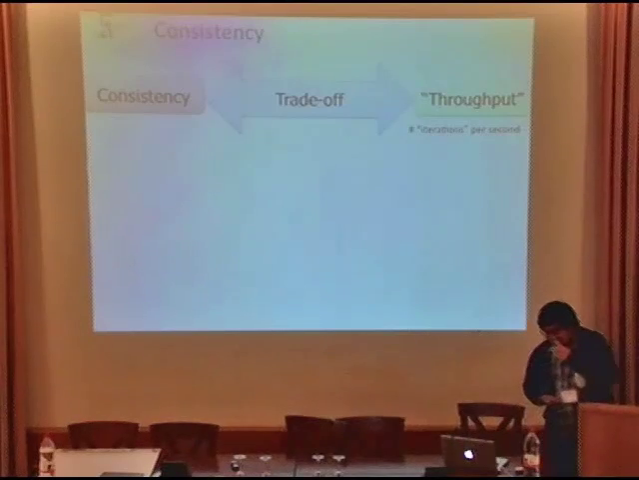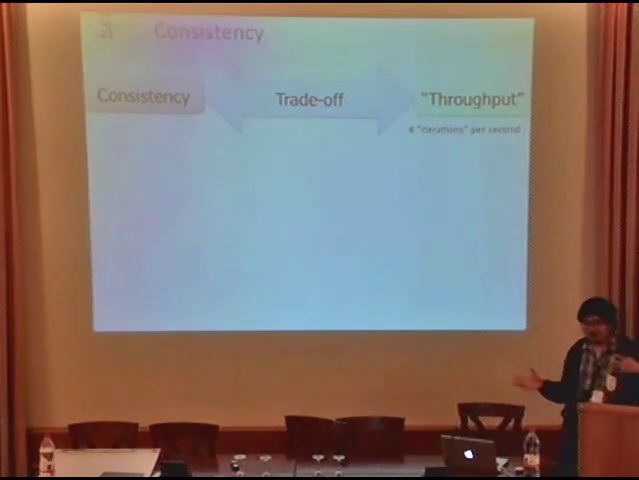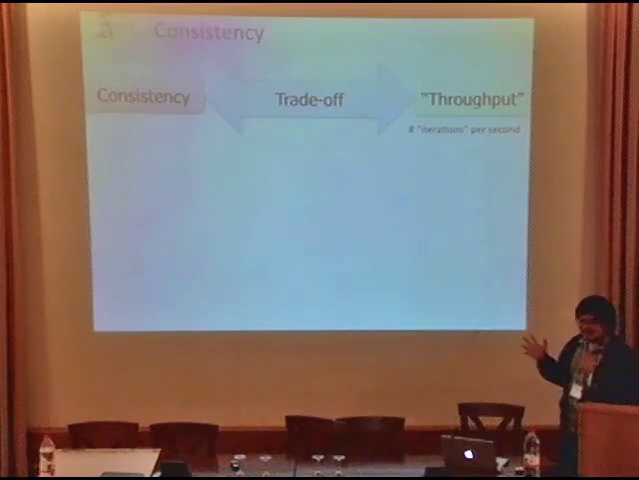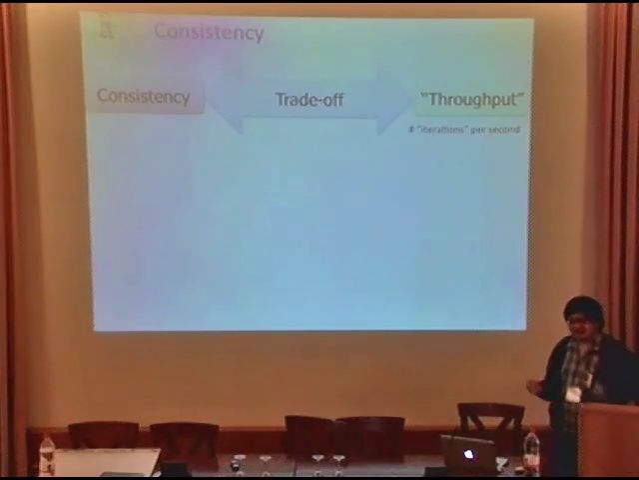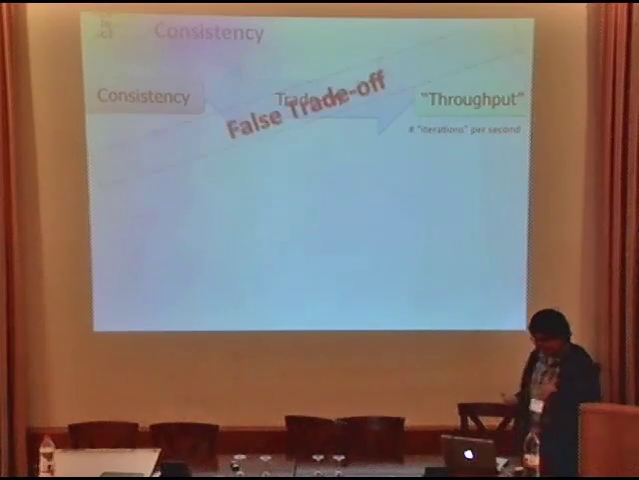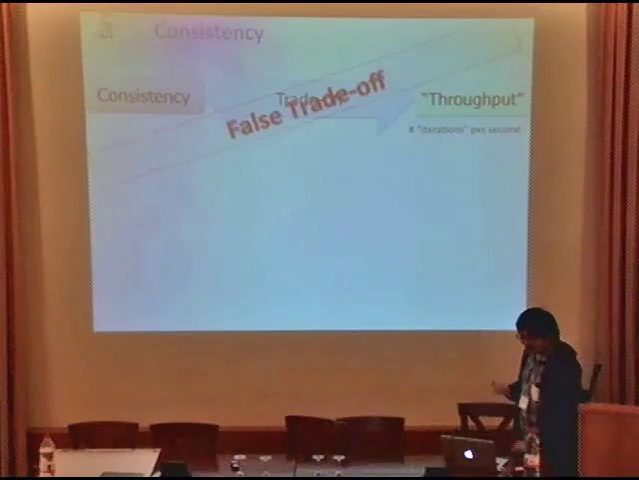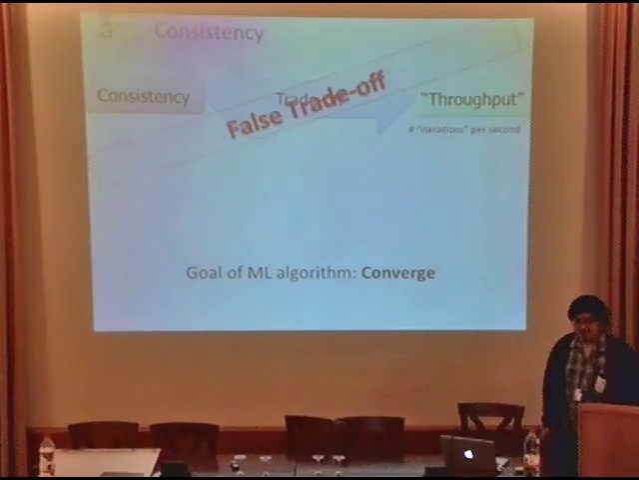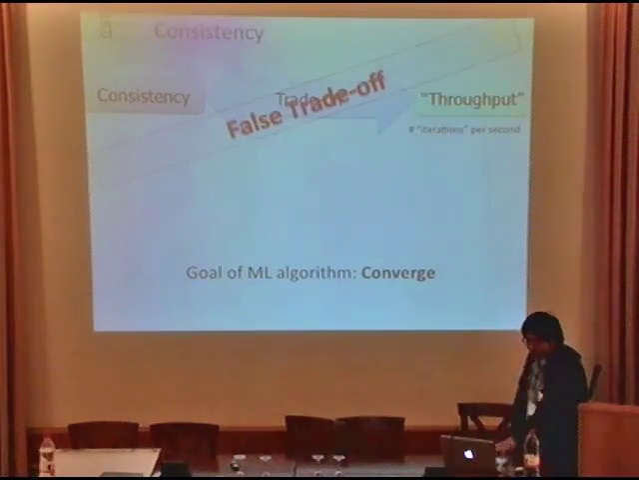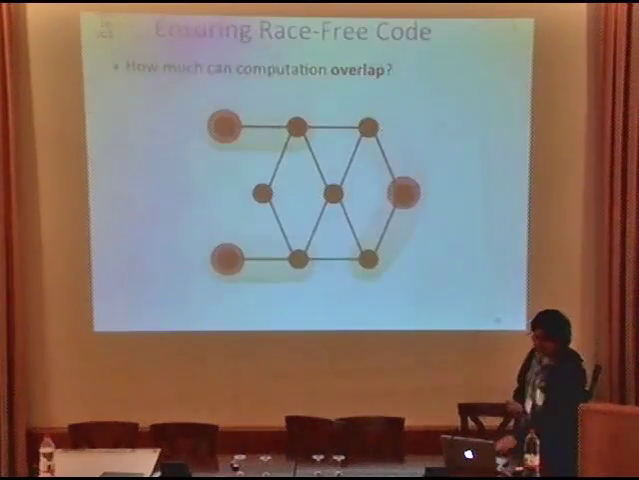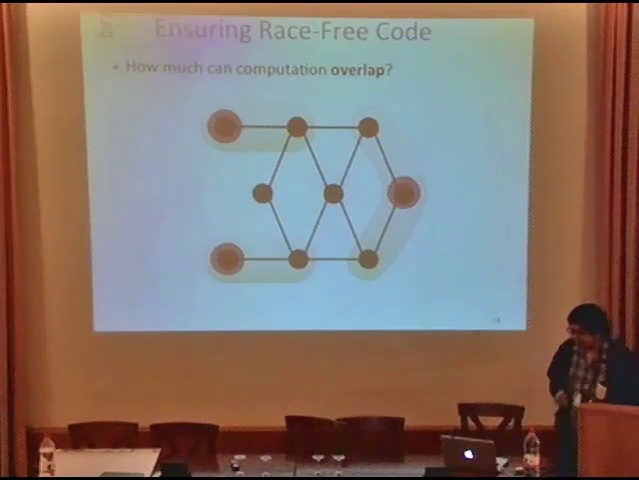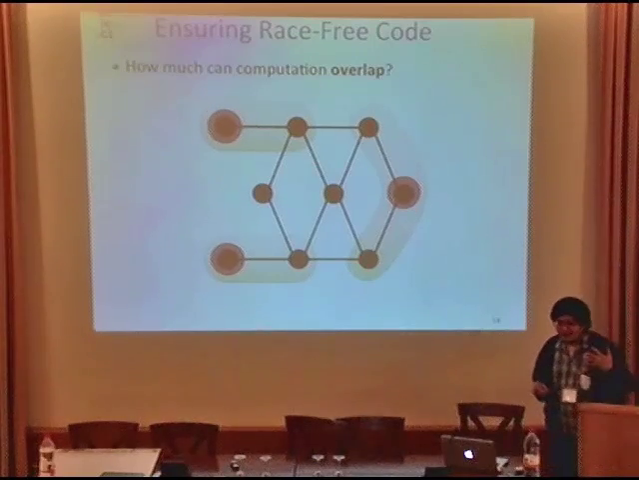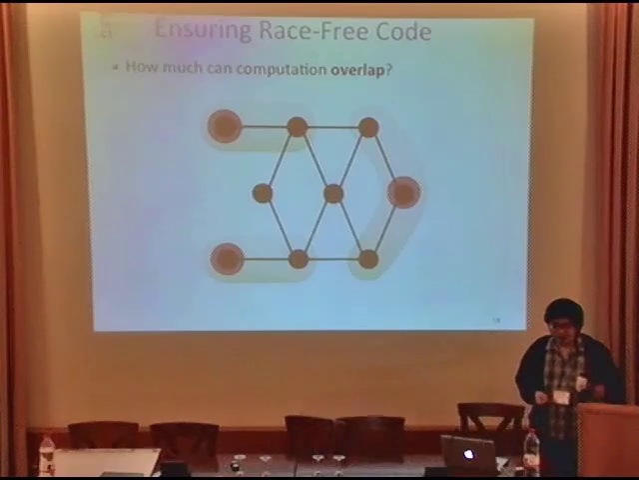So consistency: there's a trade-off between consistency and throughput, where throughput is the number of iterations per second, how many iterations I can run per second. But really, this is a false trade-off. This is not really what I want. The goal of a machine learning algorithm, the goal of any algorithm, is to converge and get the correct answer at the end. And so part of the goal of the GraphLab design is to permit the design of race-free code, so that the user can tell us how much computation can overlap.